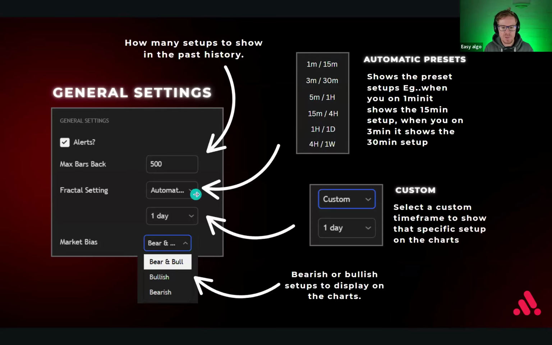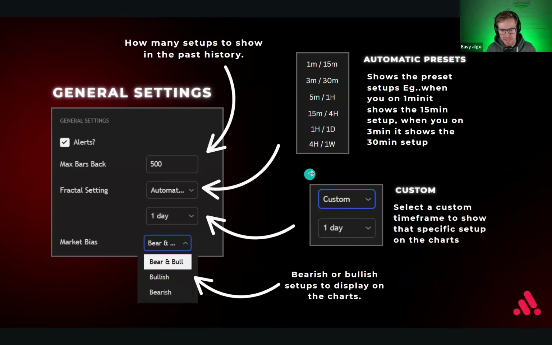And then if we move to the custom feature, which should be in the drop down over here, it'll show a custom feature. What this custom feature does is you can select a time frame of choice, and it will project that time frame setup onto the chart, and it won't change. As opposed to the automatic presets, where whatever time frame you go onto, it's going to change according to that time frame. If we go into the custom and we set it to 1 day, it will only show you 1-day setups, no matter what time frame chart you're on.